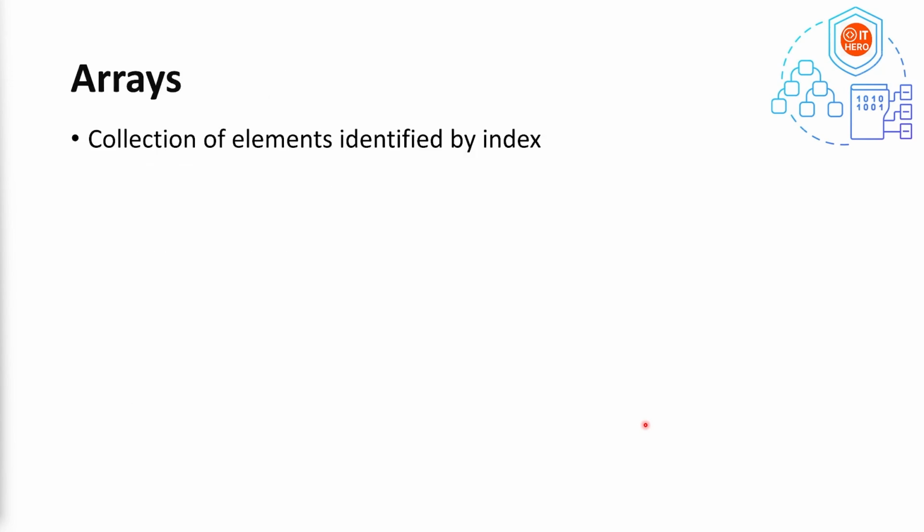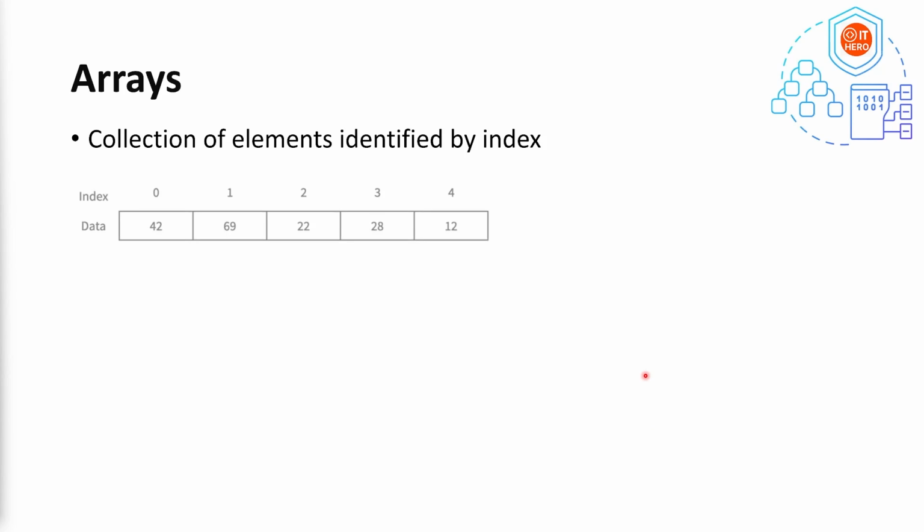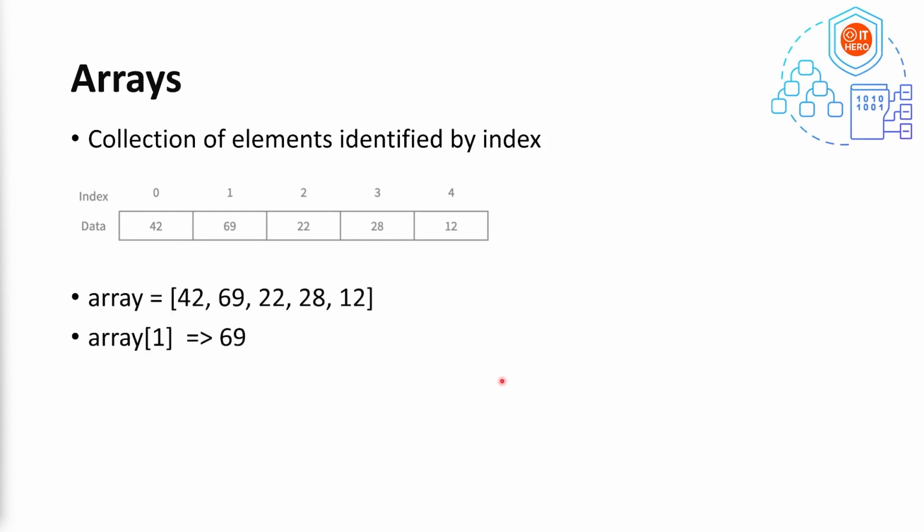The first data structure we're going to talk about is an array. Basically, an array is a collection of elements identified by an index. For example, in the one you see here, the first value is at index 0 and is the value 42. Having this array, we can access each element by its index. So index 1 is basically the second element.